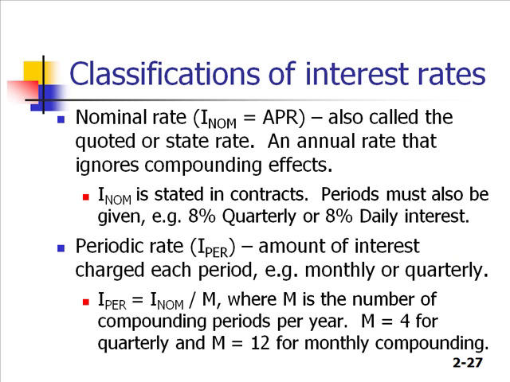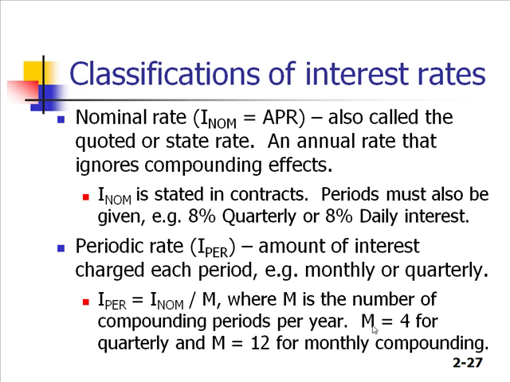Then we have the periodic interest rate. The periodic interest rate is really what we use in our calculations. And we find it by taking the nominal rate and dividing by m, where m is the number of compounding periods in a year. Like in the previous example, m was 2, because semi-annual compounding means 2 compounding periods per year.